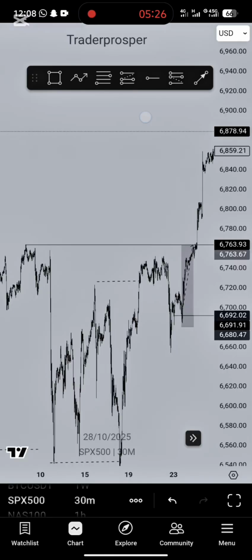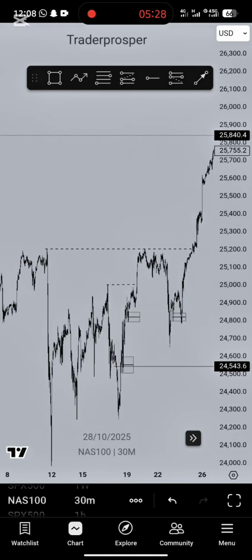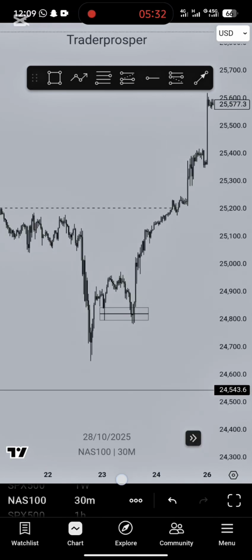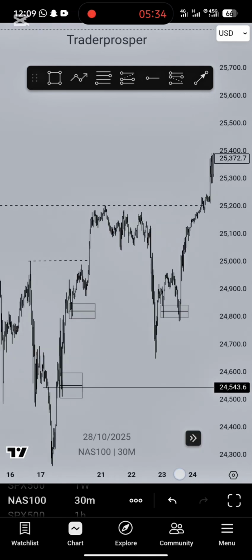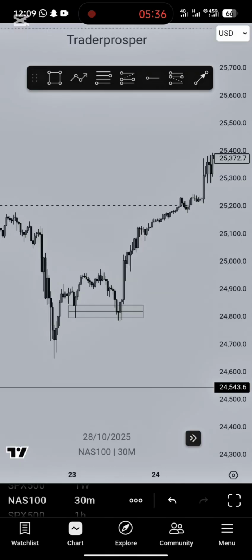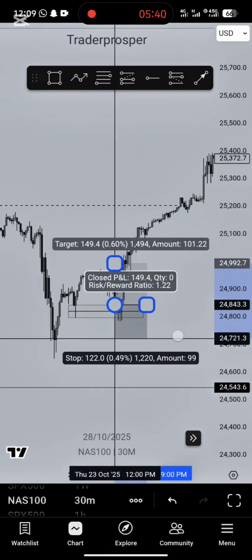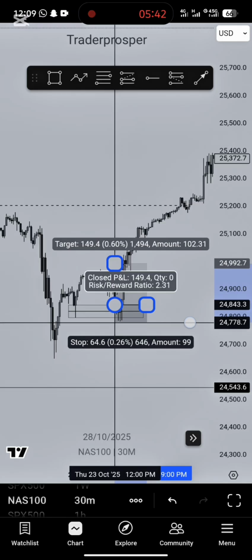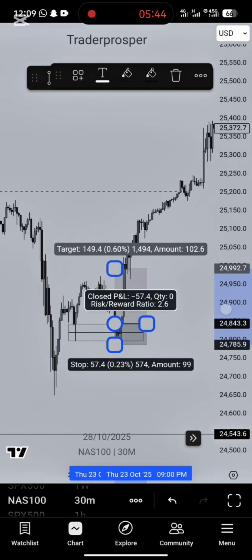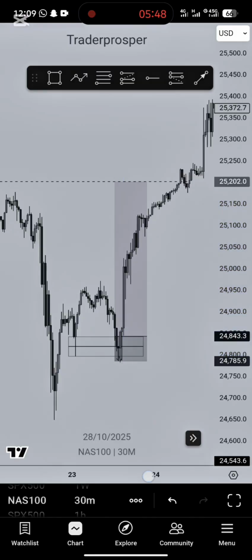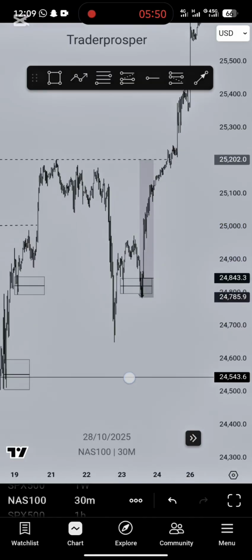So I had a similar trade on NAS 100, right? But NAS 100 laughed at me, took me out and went in my direction. The same thing, the same process. Okay, I just placed my order. And the market just took me out with a wick, and that was the target. And then boom, it moved to the upside.